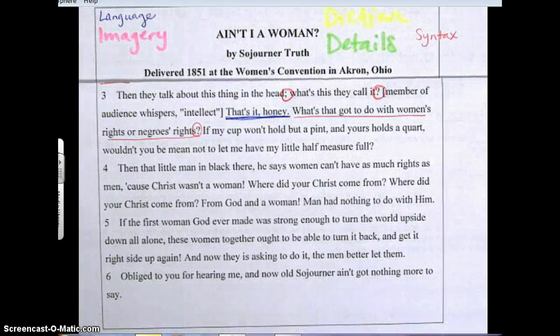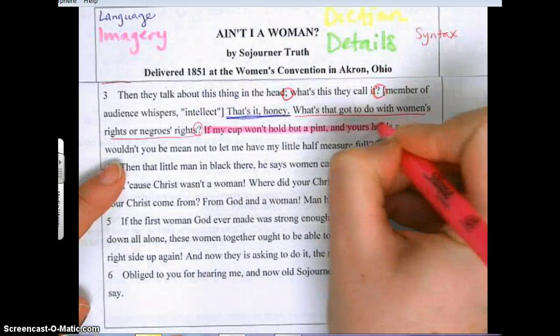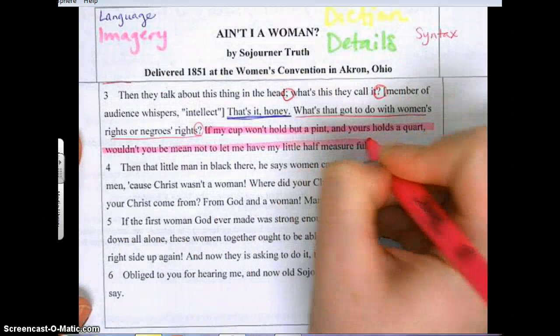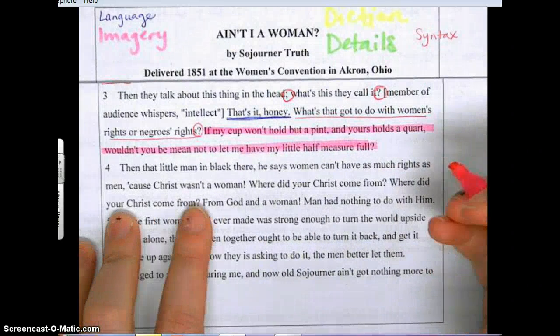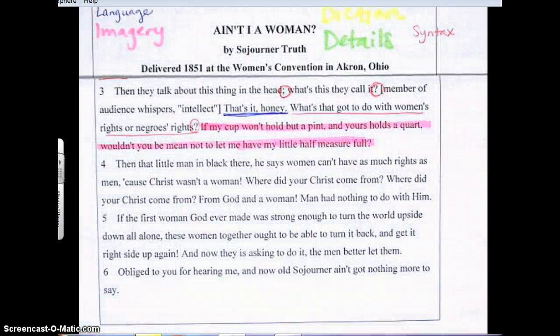"If my cup won't hold but a pint, and yours holds a quart, wouldn't you be mean not to let me have my little half measure full?" Here's an excellent example of her using an analogy to try to prove a point. She is trying to talk about the difference between cups and pints, and who's got what and who hasn't. And it's an analogy that also happens to be a metaphor. So that's why it's going to be pink.